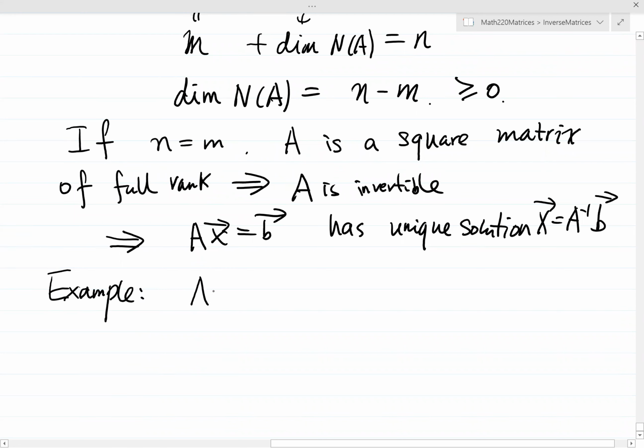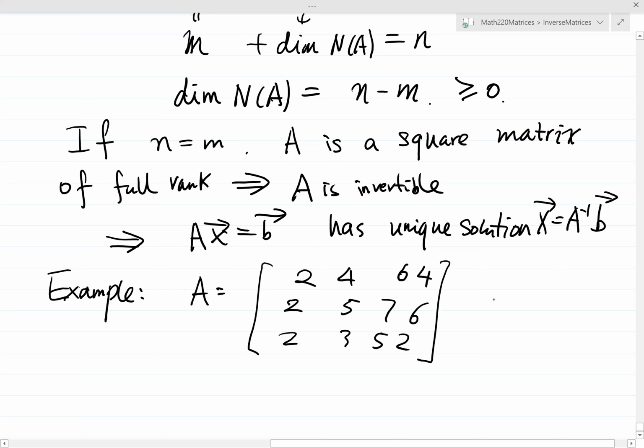Okay, A is this: 2, 4, 6, 4, 2, 5, 7, 6, 2, 3, 5, 2. Okay, so this is A. Now X is X1, X2, X3, X4, because here we have 4 columns.